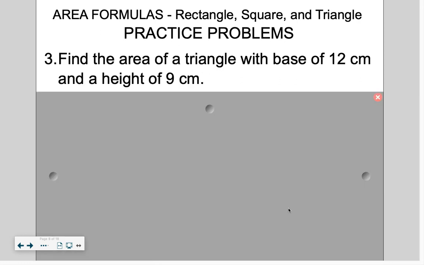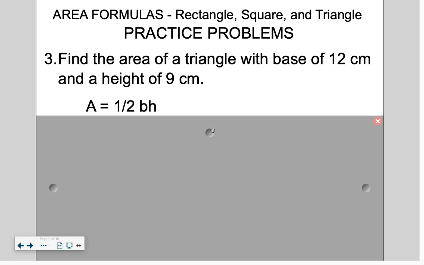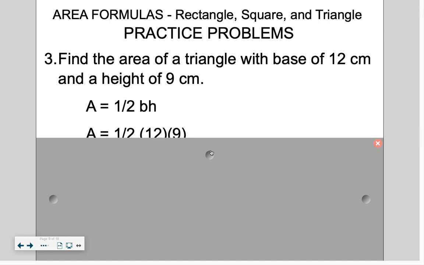Okay, this one deals with finding the area of a triangle with a base of 12 centimeters and a height of 9 centimeters. So just as we've done thus far, I'm going to go ahead and make sure I write down the proper formula for a triangle. So that is the area formula for a triangle. Then we were given both the base and height, so I'm going to plug those values in as I see here.